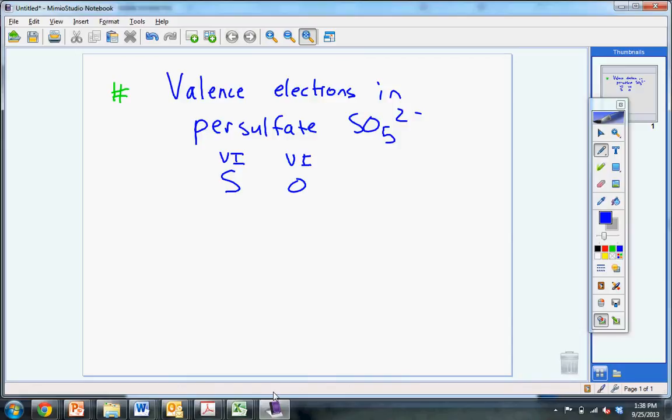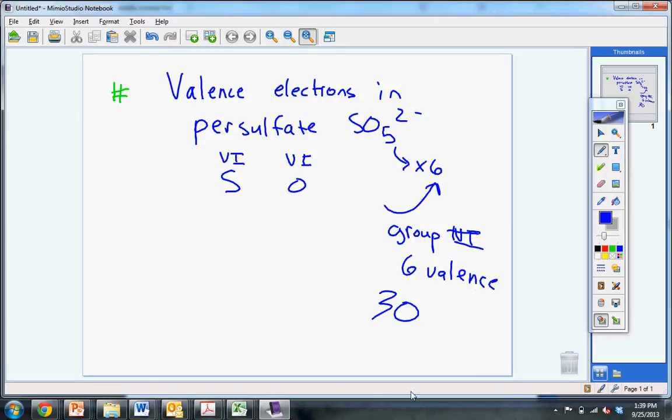So that would give me 12? No, you have to do it for each element that's there. So for oxygen, you have to do 5 times 6, plus 2. Why are we multiplying by 6? Because it's in group 6, and group 6 means I have 6 valence electrons. All right, so then I have 30 there.